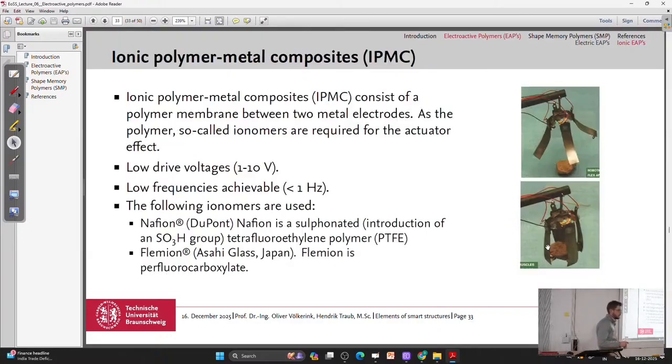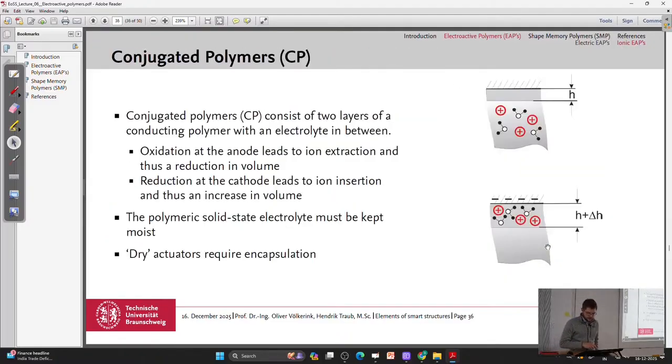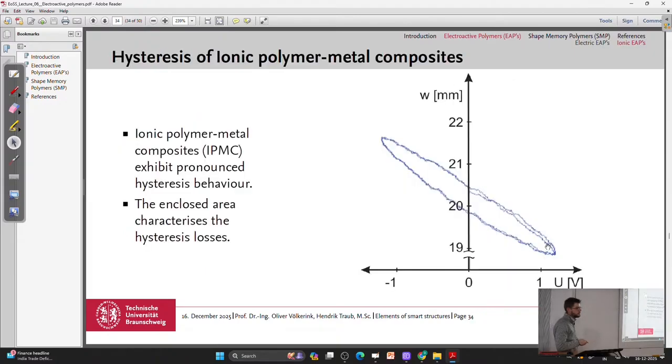Yeah, come again? Yeah, no, I didn't show it. So I'm not sure if it comes afterwards. So conjugated polymers will come afterwards, which are also electrically conductive. But I won't go into detail much.